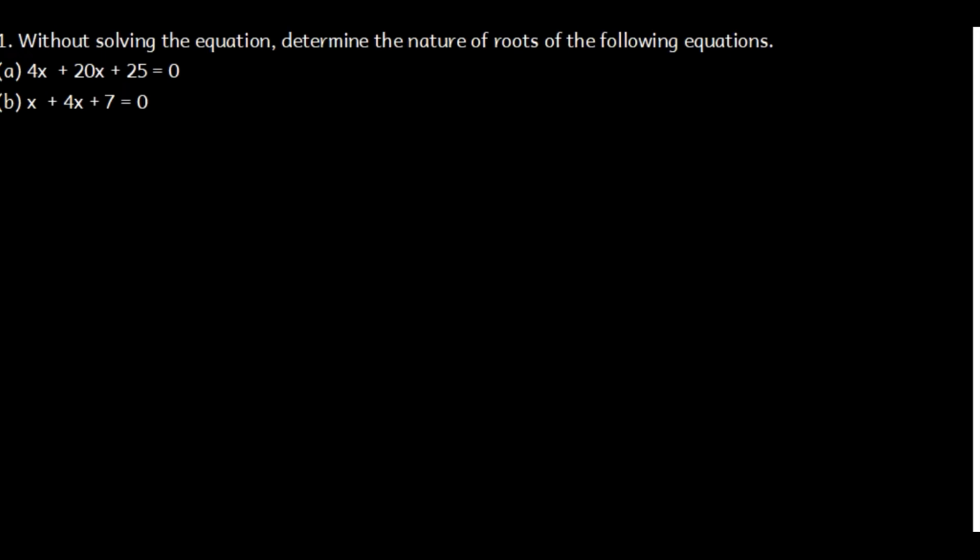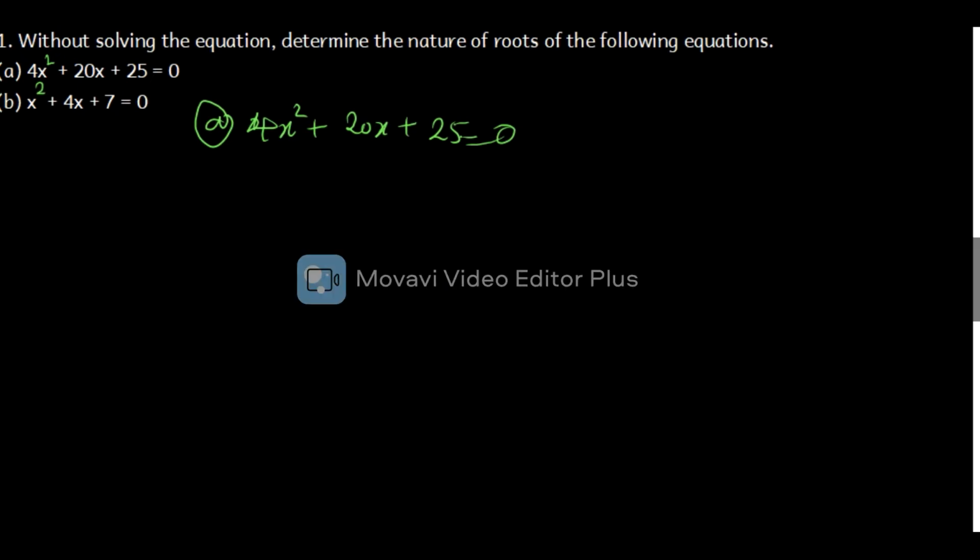So we've been given the first question. Without solving the equations, determine the nature of the roots of the following equations. The first equation that we've been given is 4x squared plus 20x plus 25 being equal to 0. What will be the nature of the roots of this equation? Remember, we're not solving the equation, so to determine the nature we need to determine the sign of b squared minus 4ac.